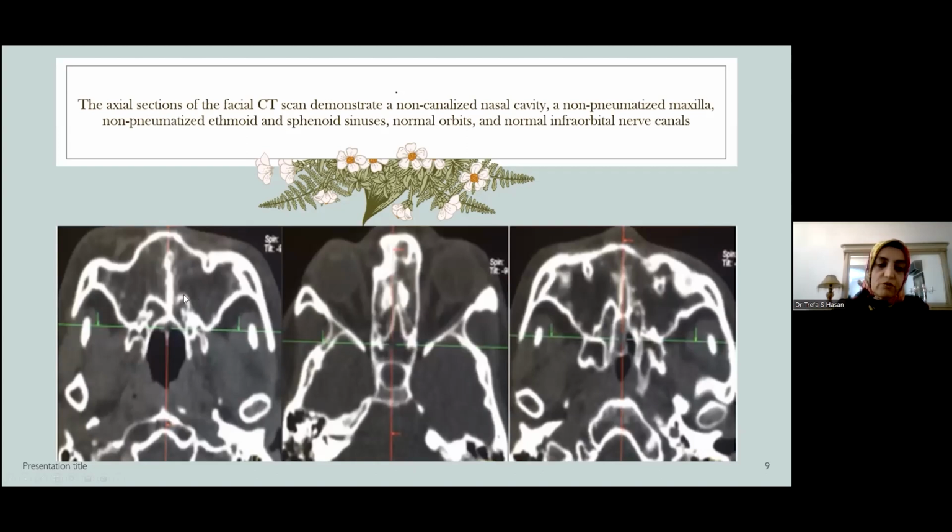This is the side of maxillary sinus, which is absent completely. This is the side of nasal cavity, obliterated, not pneumatized. This is the sphenoid bone, not pneumatized, and orbits are normal, and ethmoid also absent completely. These are infraorbital foramen and canal with the nerve. They are normally present.